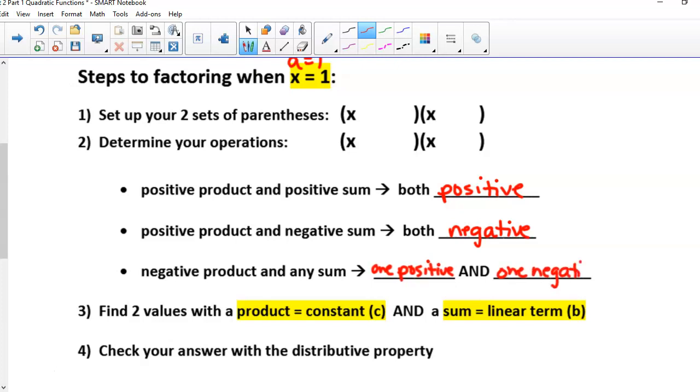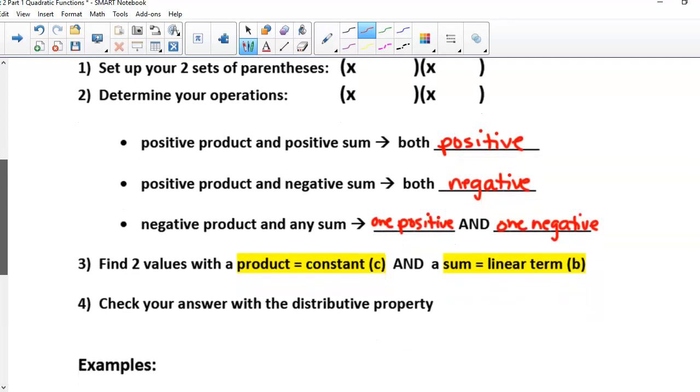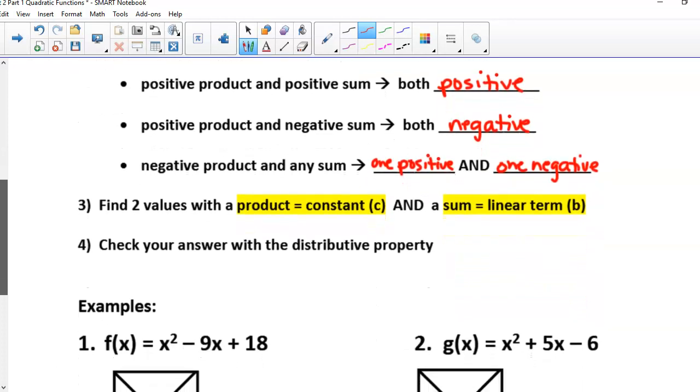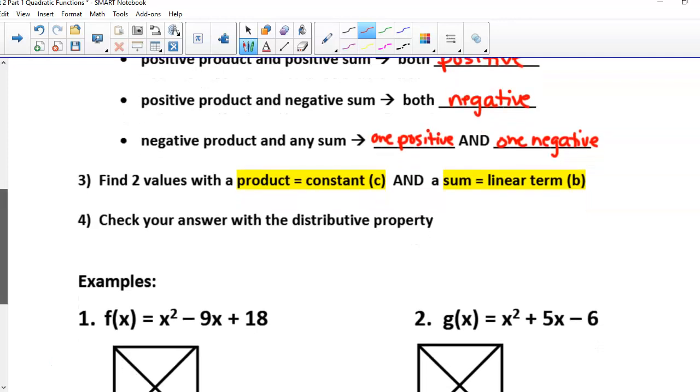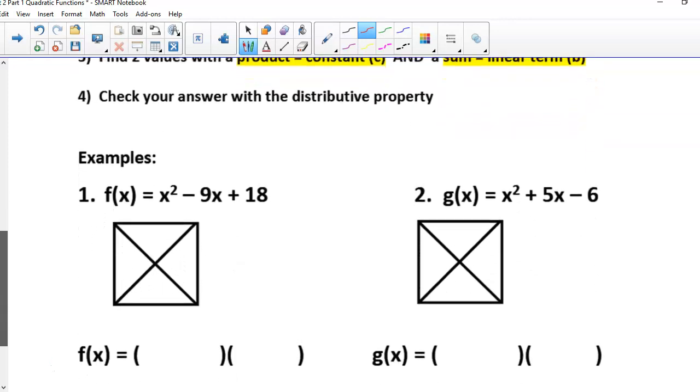So basically if your constant is positive, then your signs are the same. If your constant is negative, then your signs are different. And then you're going to find two values where the product is equal to that constant and the sum is equal to that linear term. And then you can check your answer with the distributive property.